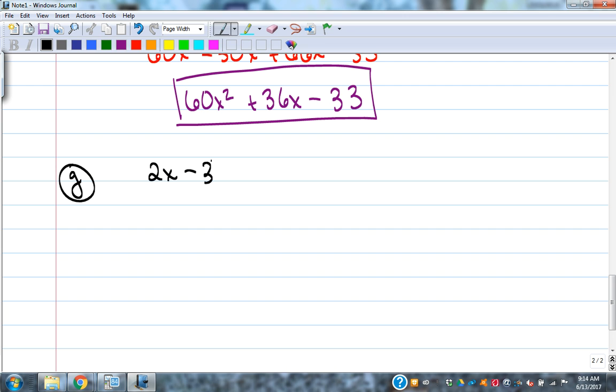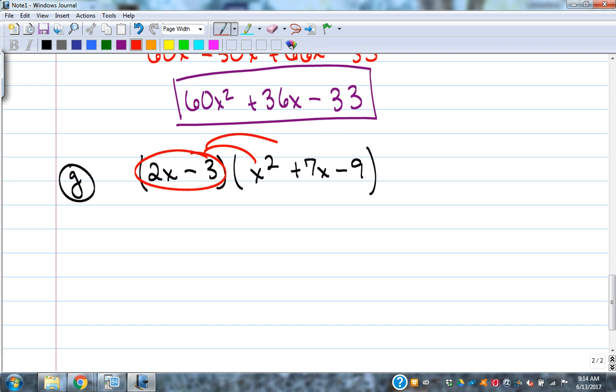Say we had 2x minus 3 in parentheses. And then in the second parentheses, let's put a little longer problem. Let's put x squared plus 7x minus 9. All right. Looks different, but it's just the song's got a third verse. That's the only difference here, is that you're taking this part and distributing it to all three of those pieces.